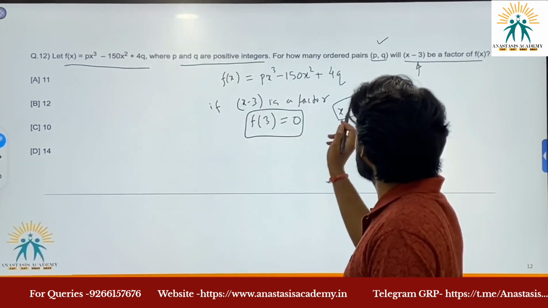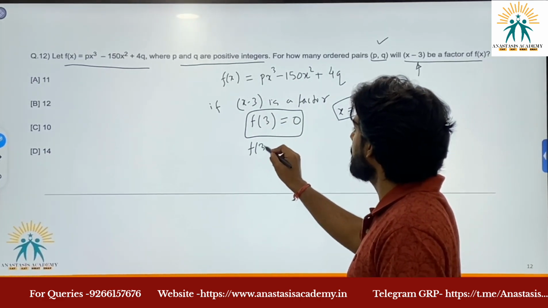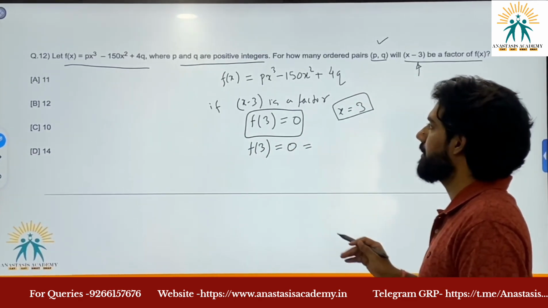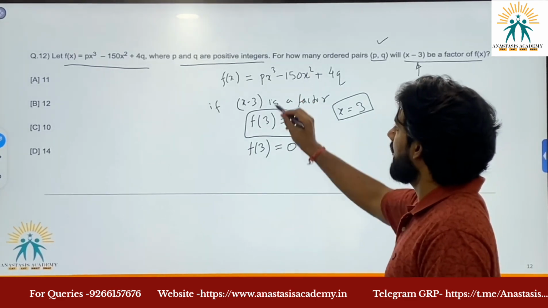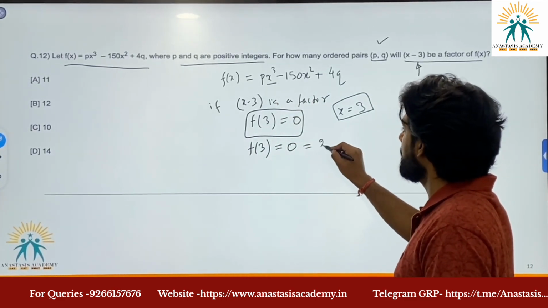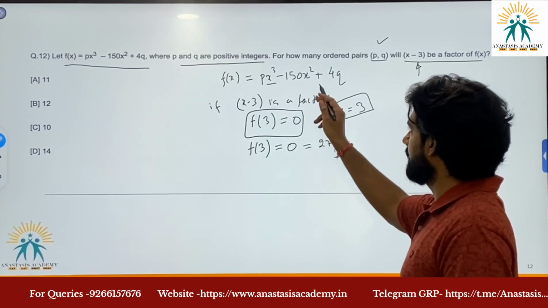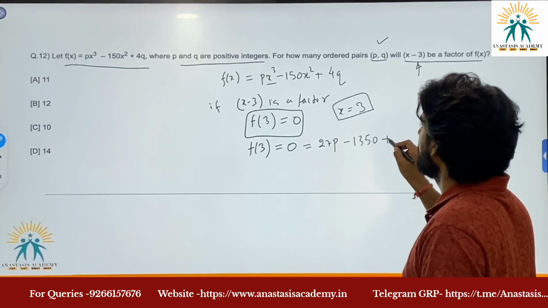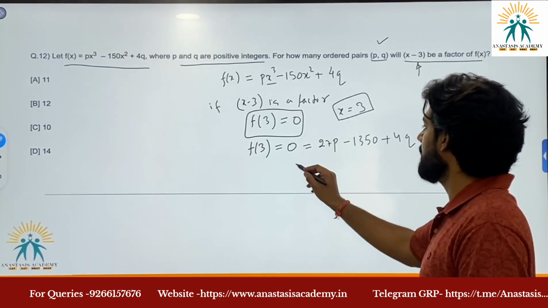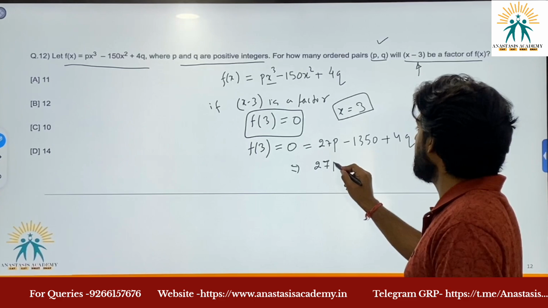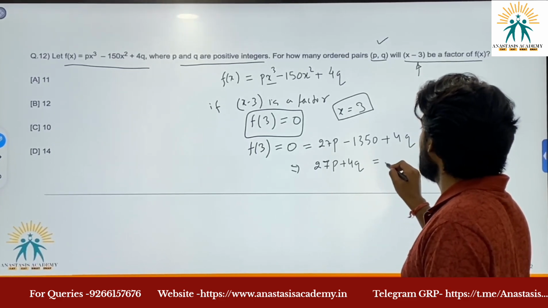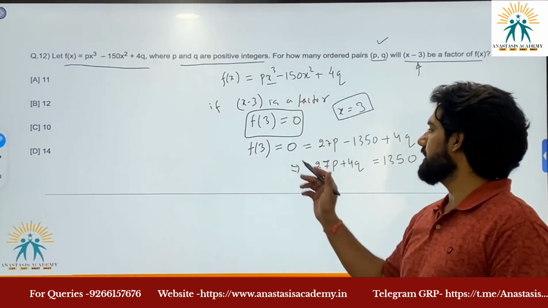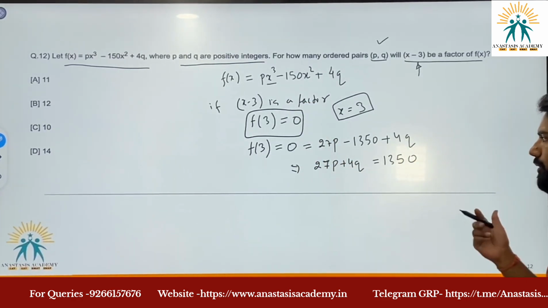So placing x equal to 3, it becomes 0 because x − 3 is a factor. That gives 27p minus 150 times 9, which is 1350, plus 4q. It must be equal to 0, so from here I get 27p + 4q = 1350, and from here I need to find the positive integers that satisfy this equation.